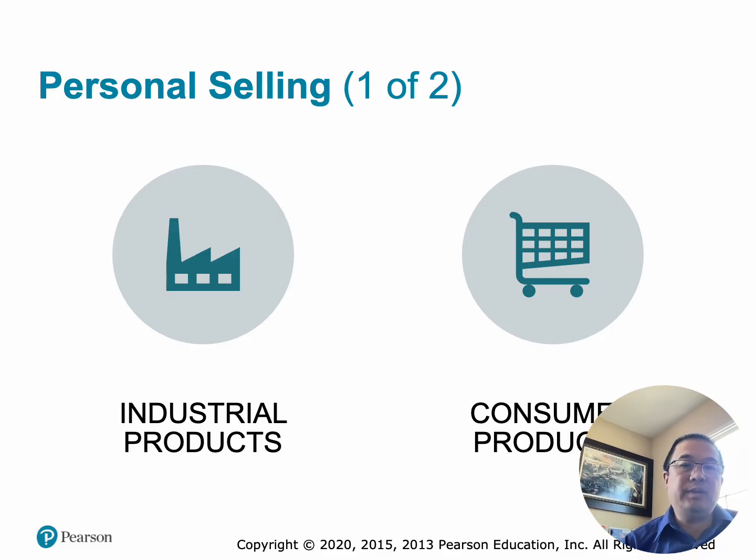Number 2, consumer products. Consumer products are products purchased by individual consumers. This would include clothing, smartphones, cosmetics, cars, and appliances. The role of personal selling. For many consumer products, advertising is more important than personal selling. However, personal selling becomes important when products are expensive, complex, and have a highly involved purchase.